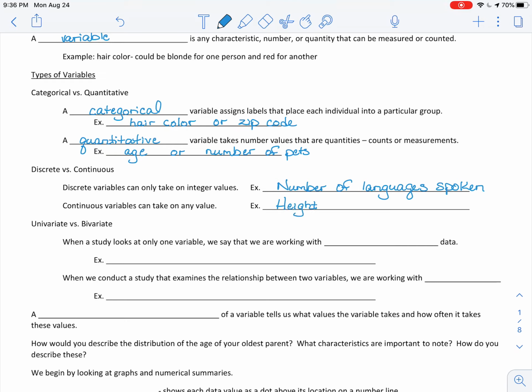You don't suddenly go from being 4 feet tall to 5 feet tall. There are all these increments in between that you would pass through. So it's any number on this continuous scale in between it. We also can have univariate or bivariate data. So when a study looks at only one variable, we're looking with univariate data.